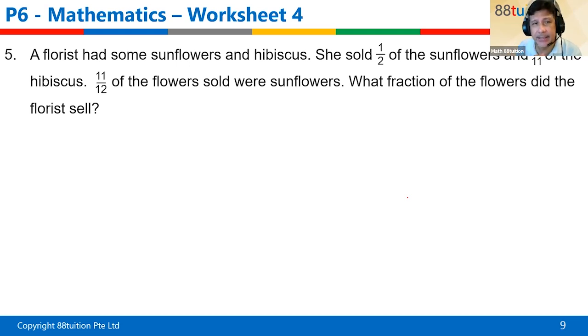But the next sentence actually tells you 11 out of 12 of the flowers sold were sunflowers. So be very careful. This 11 out of 12 is not of the flowers itself. It's of the flowers that are sold. It is the sold part that has to be cut into 12 parts. And out of the 12 parts, 11 go to the sunflowers, meaning that means 1.